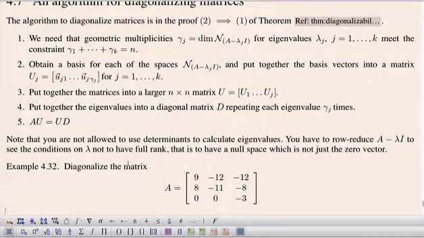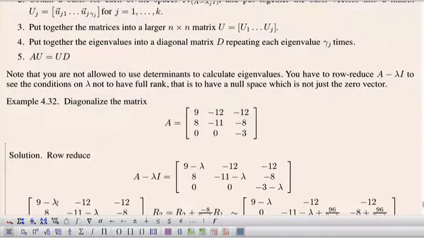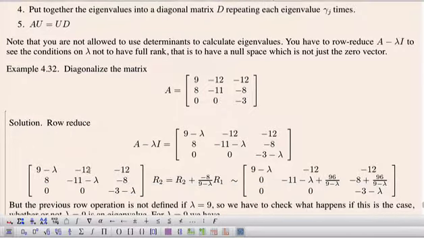For example, let's try to diagonalize this matrix A. It's a 3 by 3 matrix. So the way we solve this is that we write A minus lambda I with some lambda variable, and we start reducing it. In order to make this 8 disappear using the first row, what we can do is add to row 2 minus 8 over 9 minus lambda times row 1.